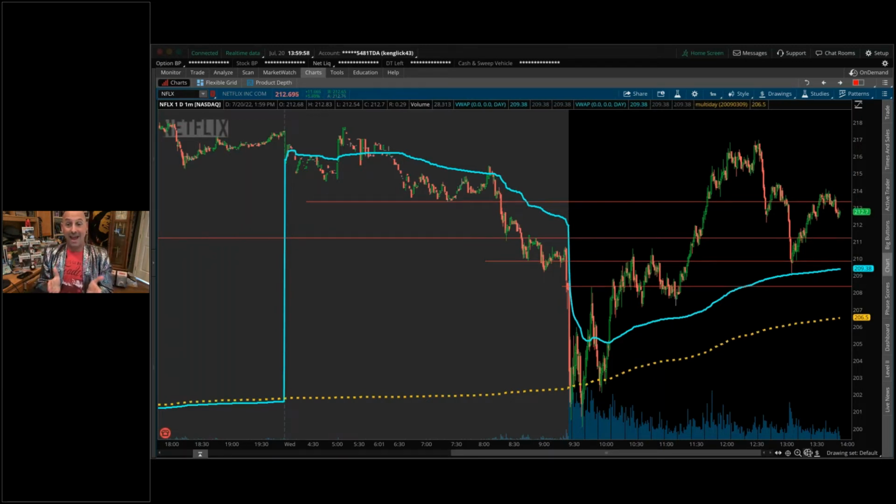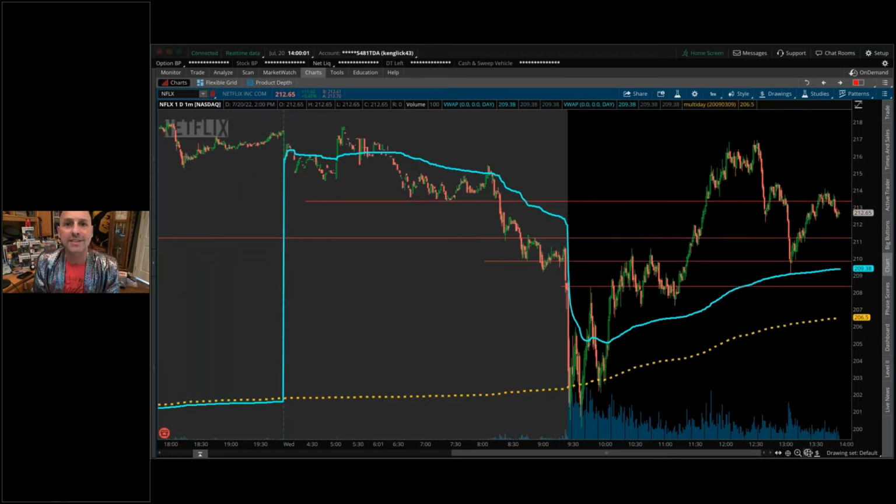And don't forget, you're guessing. I don't care who you think you are. You don't know what Netflix is gonna do after they report. And even if they report good numbers, you don't know how the stock's gonna react. But what you do know is the next day, how the stock is reacting. So instead of speculating, react. Speculation, no more. Reaction is where you want to be.